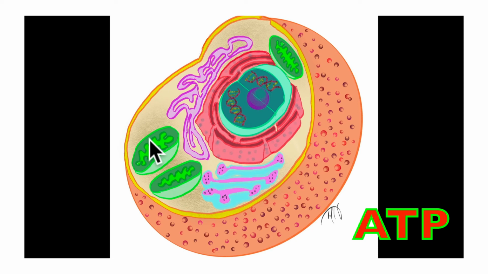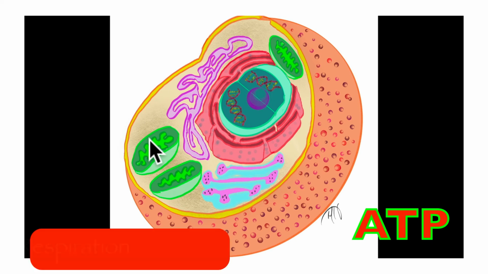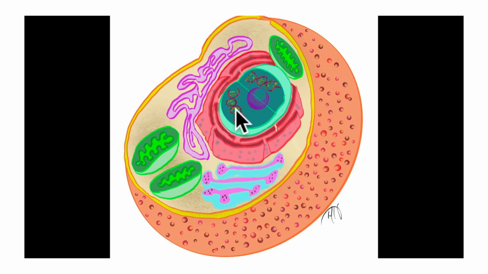Cells that require a lot of ATP tend to have more mitochondria. The cellular process that produces ATP is known as cellular respiration. And to be clear, the production of ATP outside of the mitochondria does not require oxygen, but the production of ATP within the mitochondria does require oxygen, hence the name cellular respiration. Mitochondria produce ATP. Now let's go to the genetic material within the nucleus.